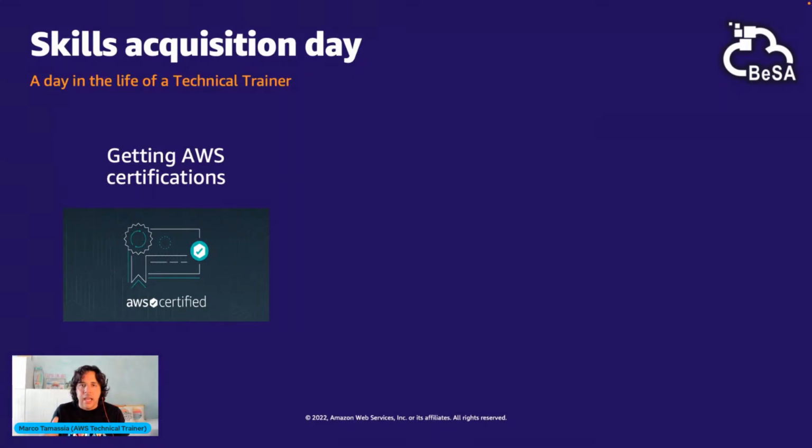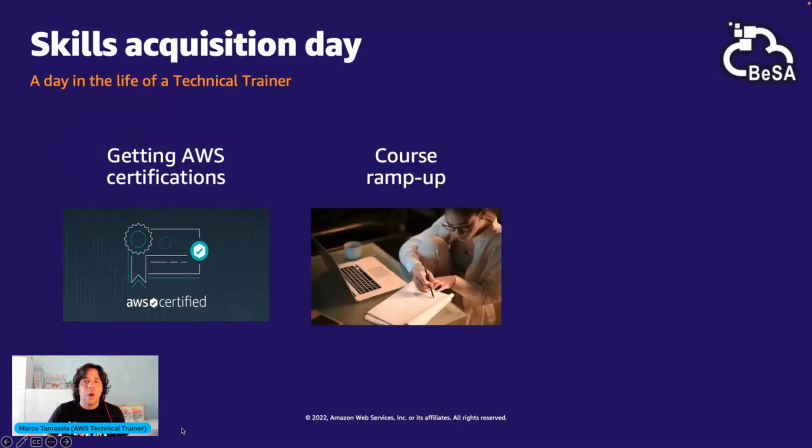websites. And once we are certified, say we got the Solutions Architect certification, then what do we need to do? We need to ramp up for a course. This is the right term we use internally. We ramp up for a course. So we have to be eligible to deliver that specific training.